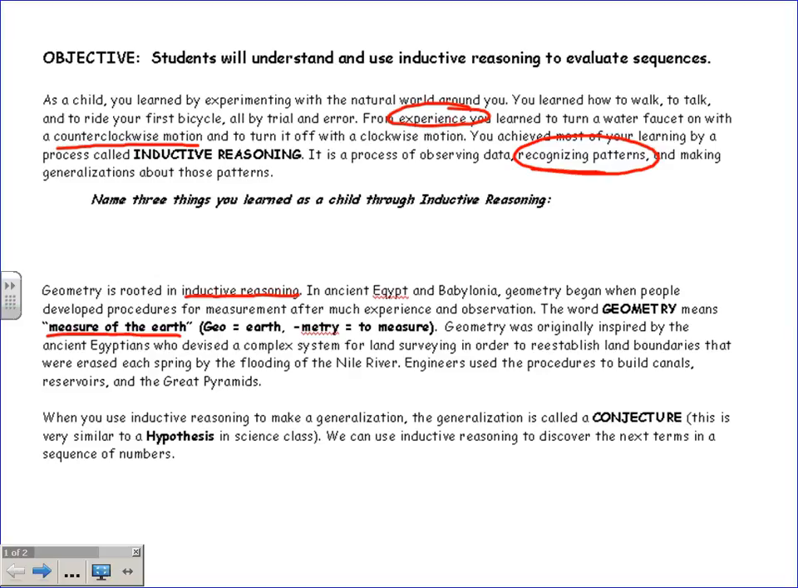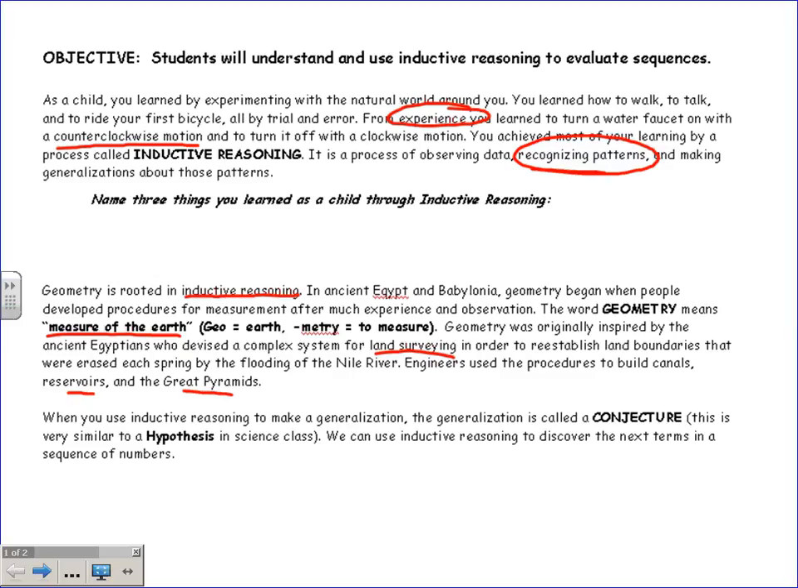How do I figure out again? Basically they created geometry to be able to figure out, well, it's based on this parallel line or this perpendicular line, or it's based on this specific distance. They were measuring things in order to determine whose land was where. That's how it was created. Okay? Geometry was originally inspired by the ancient Egyptians, who devised a complex system of land surveying in order to reestablish land boundaries that were erased by this flooding. Engineers used procedures to build canals, reservoirs, and the Great Pyramids.